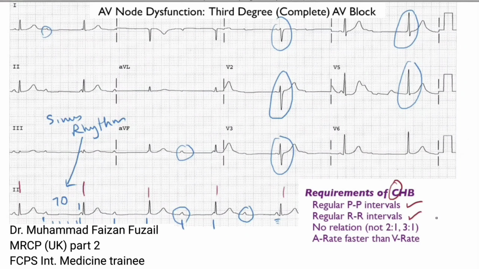You have to make sure there's no relation between the A's and the V's. So even though there may be P's that don't conduct, make sure you don't have some kind of fixed relationship like 2 to 1 or 3 to 1. And finally, this is very important. The atrial rate should be faster than the ventricular rate. If there appears to be no relation between the A's and the V's, but the V rate is faster than the atrial rate, we call that AV dissociation. And that's something we'll discuss when we get into ventricular arrhythmia, like accelerated idioventricular rhythm and ventricular tachycardia.